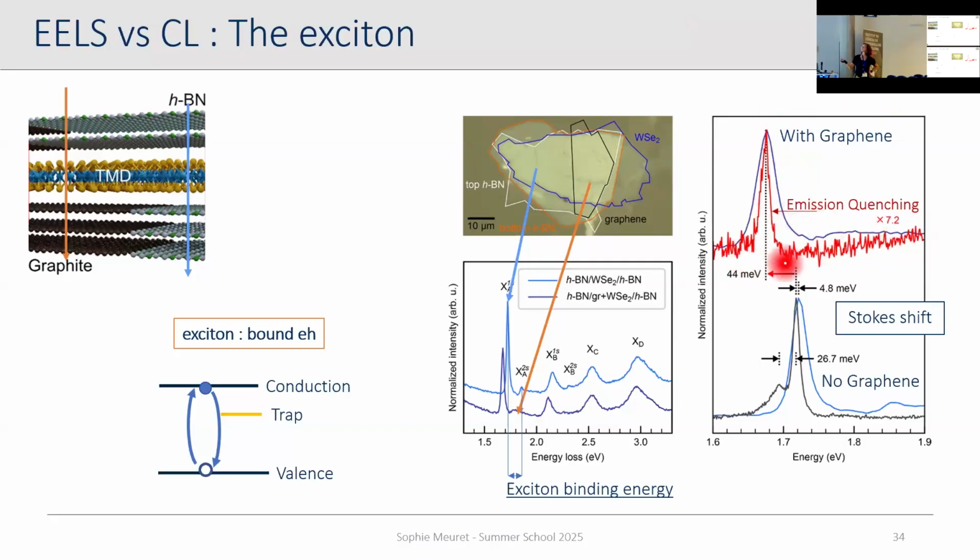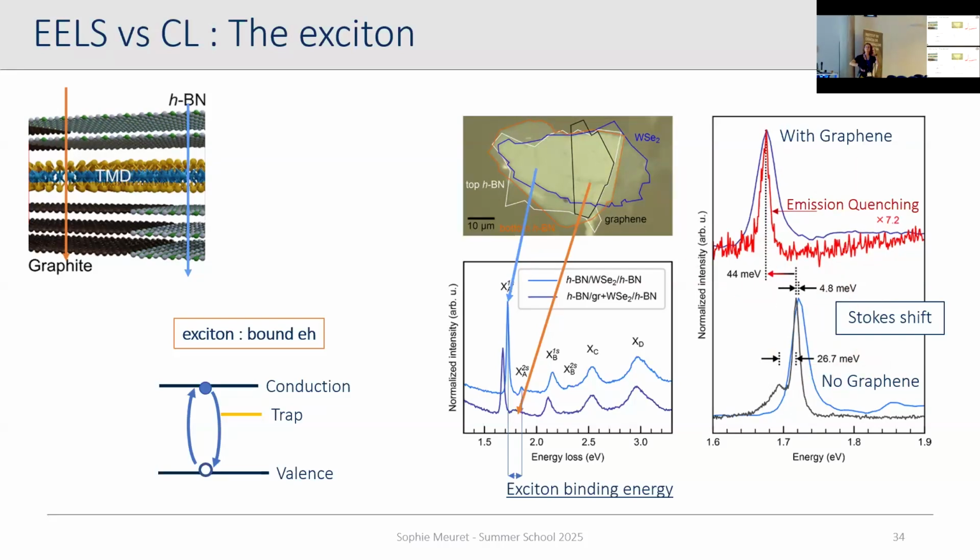What you see is that first, if you have graphene, you have a huge emission quenching, right? Your signal is really, really low. You don't have so much emission coming from your exciton. But when you don't have graphene, then that's okay. What you can also see is that you definitely have a shift between your emission and your exciton in your EELS spectrum. That's basically your Stokes shift.